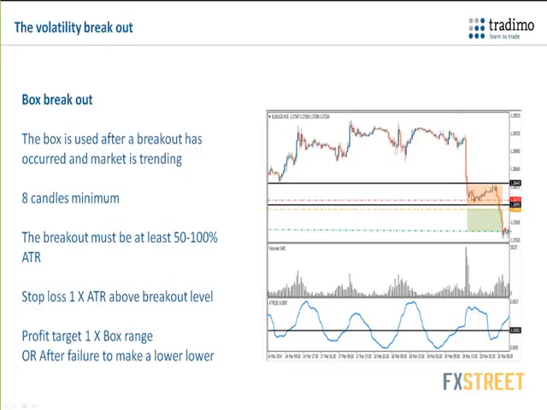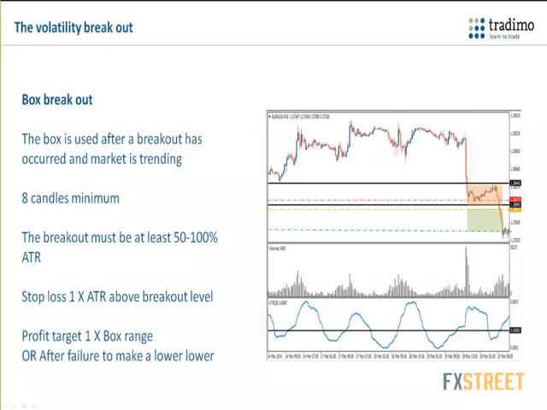You're looking for the low point and you're looking for the high point. Now, you can do this for 10 candles. You can do this for 20 candles. It's entirely up to you. But I use an 8 candle range on a 30-minute chart. That's what I use.